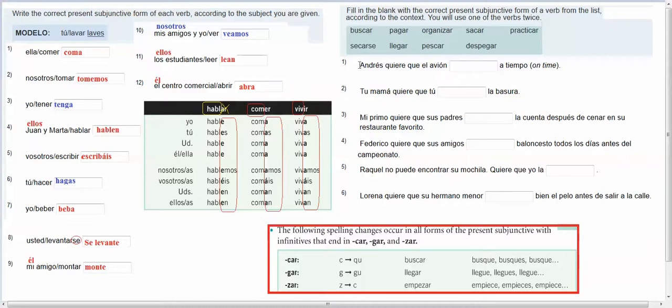Okay, so here, Andrés quiere que el avión blank a tiempo. So he wants it to take off on time, which would be despegar. So I'm going to put despegar. Okay.